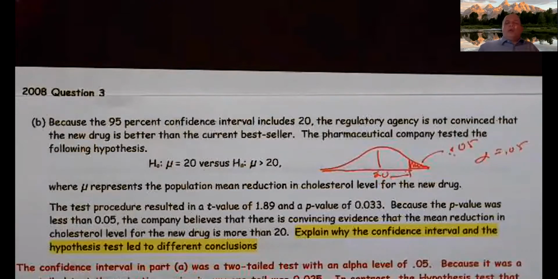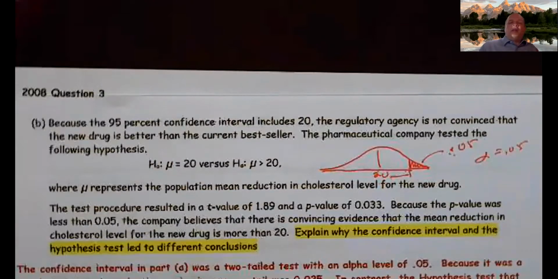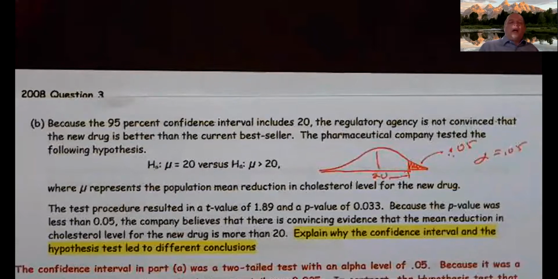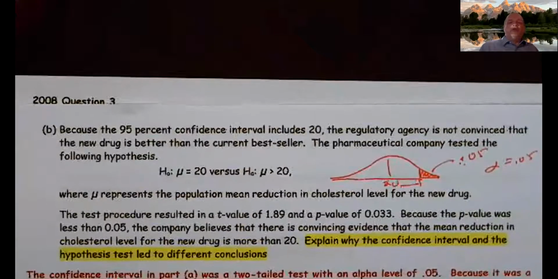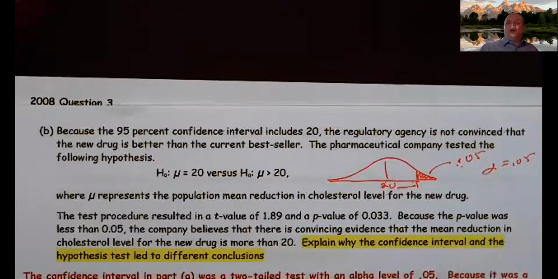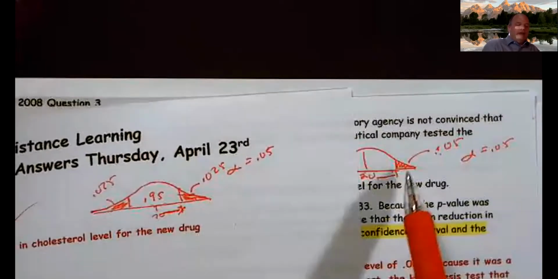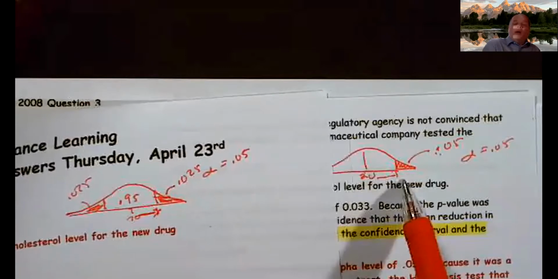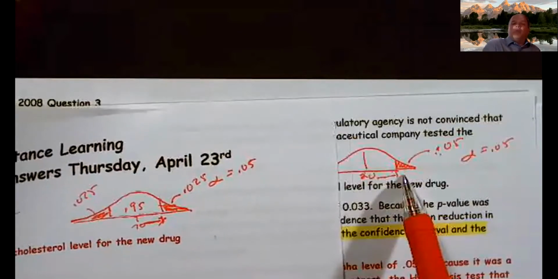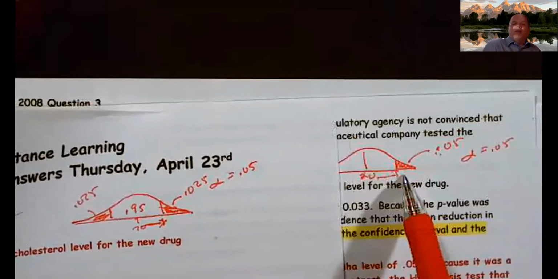But that's not what they were interested in here. They said, explain why the confidence interval and the hypothesis test led to different conclusions. Well, we kind of already talked about that. Basically, the regulatory agency with their confidence interval had a rejection region of 0.025 in each tail, whereas when we ran the hypothesis test, we ended up with a rejection region of 0.05.